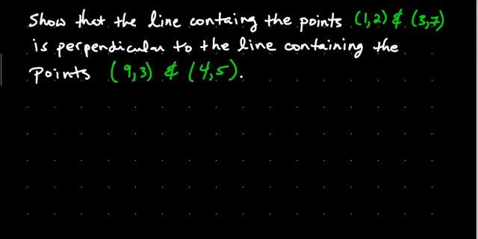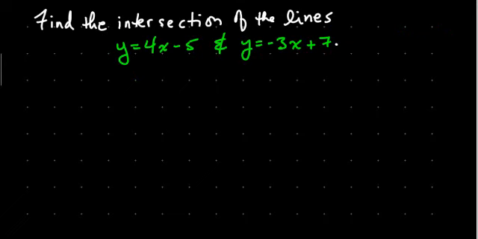And given two points for a line and 2 points for a second line, we're going to show that the lines passing through those points are perpendicular. Okay, so let's do it. Let's work in yellow. Find the intersection of the lines y equals 4x minus 5.